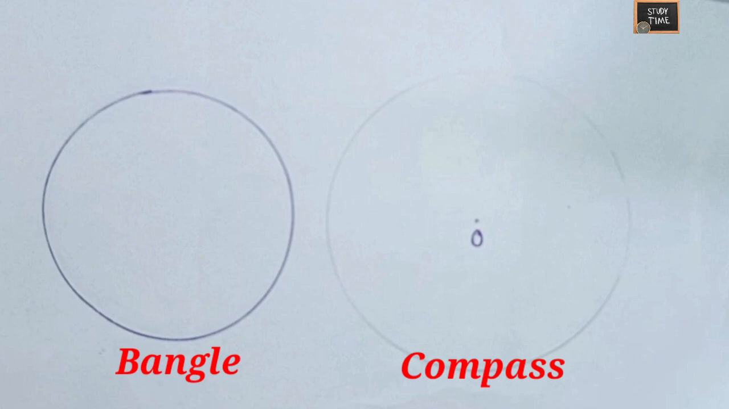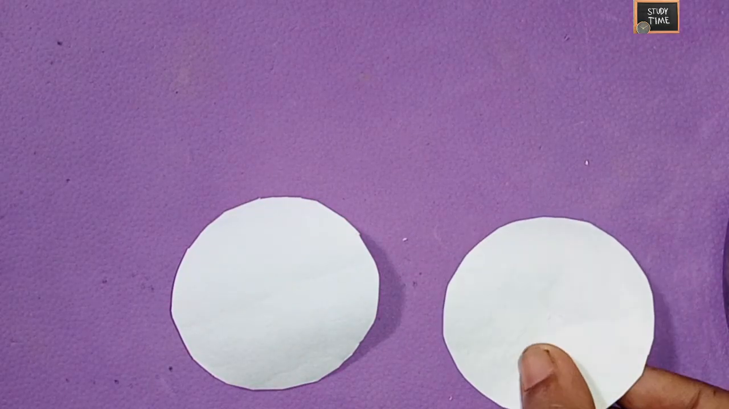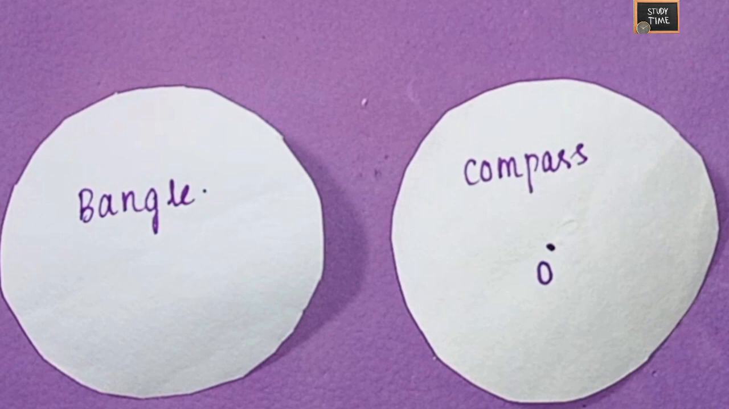So here I have made a circle with a bangle and a circle with a compass. Now we are going to cut the objects. So I am going to cut these, one made with a bangle and one made with a compass. We all know that the compass circle has the center O, and we do not know the center of the bangle one. Shall we all try to find the center of this traced one?